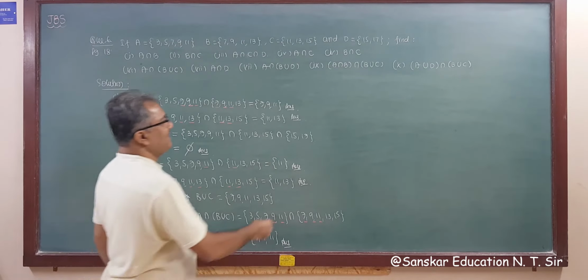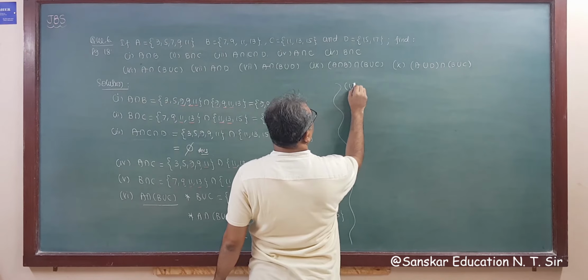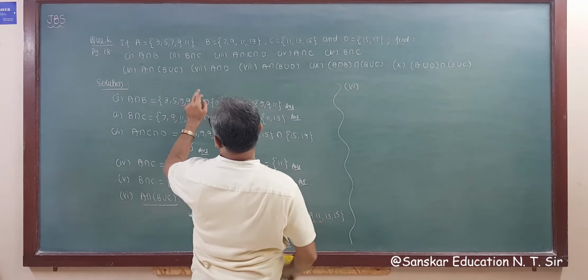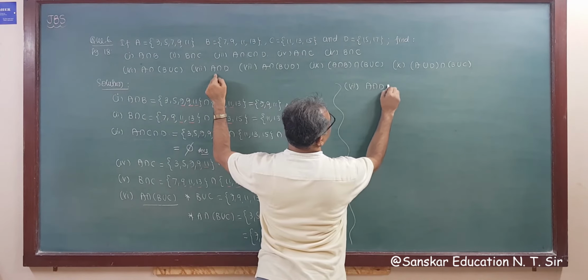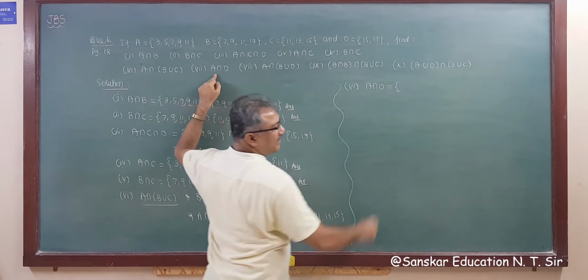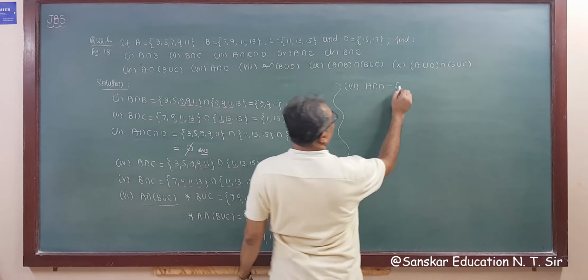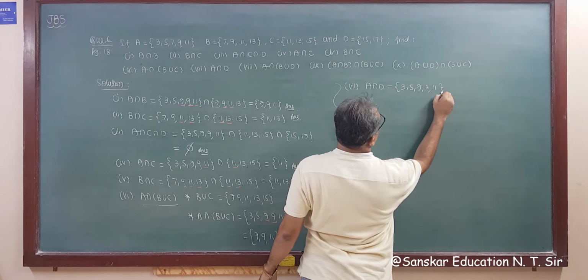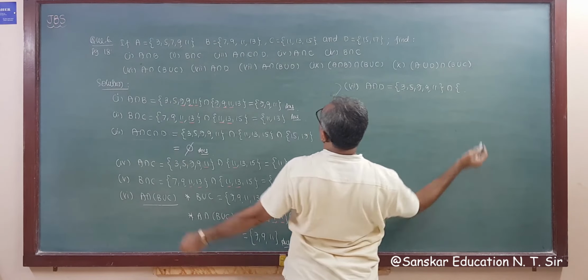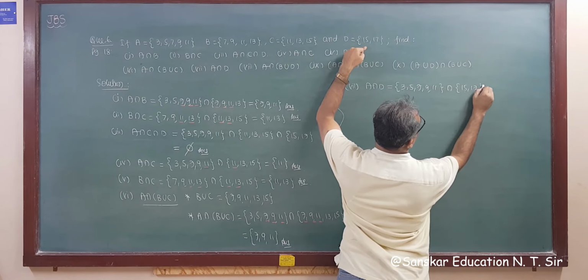Now question number 7. Question number 7 is we have to find A intersection D. Set A is 3, 5, 7, 9, 11. So 3, 5, 7, 9, 11. Intersection D. D is 15 and 17.